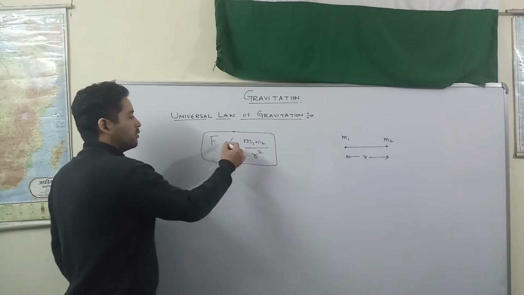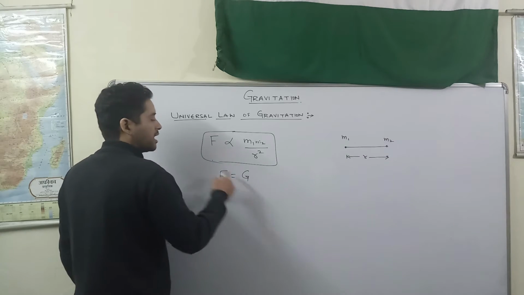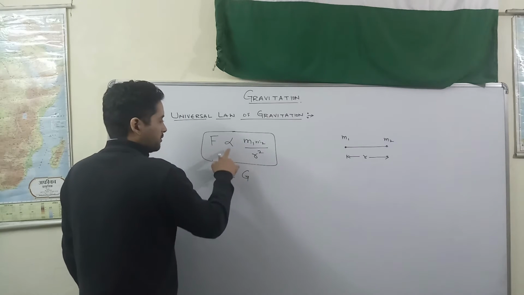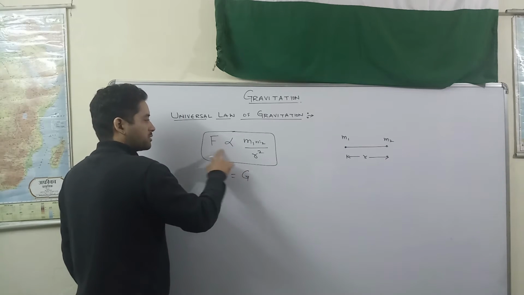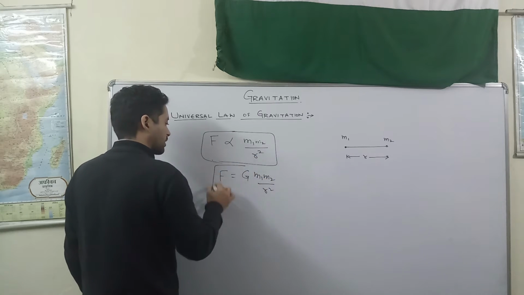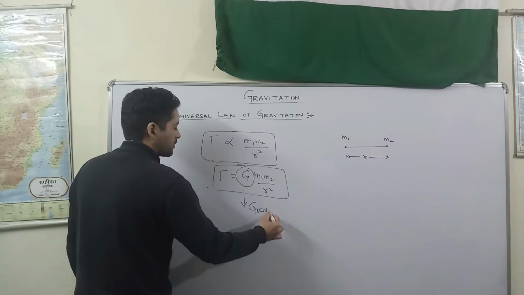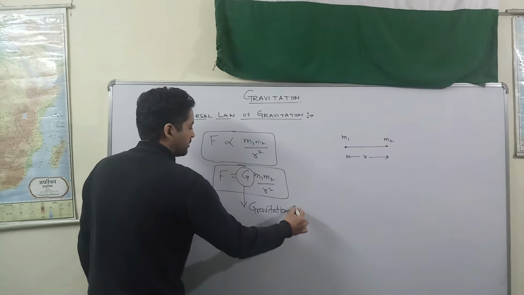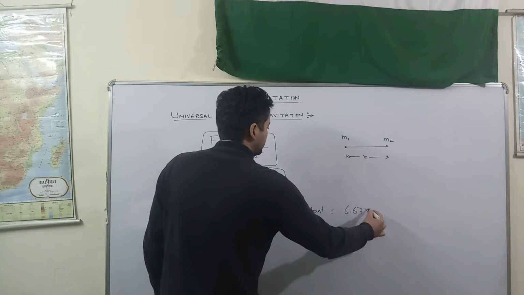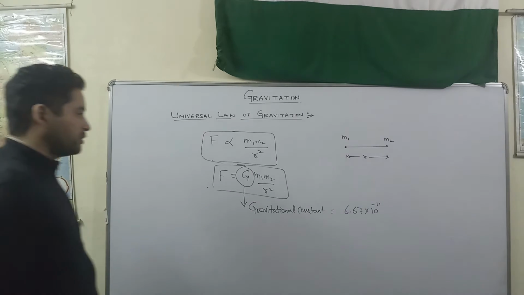If we remove the directly proportional sign, then a constant will come, and the name of that constant is the gravitational constant. So when we remove the proportional sign, G will come, and F is equal to G m1 m2 over r square. Remember it, here G is the gravitational constant, and its value is 6.67 into 10 raised to power minus 11.